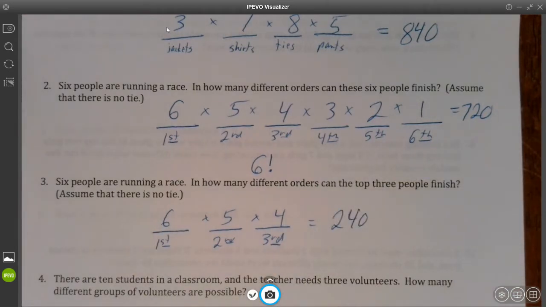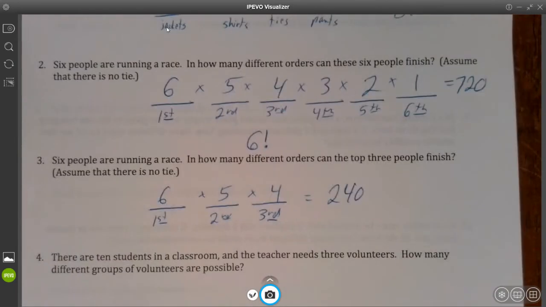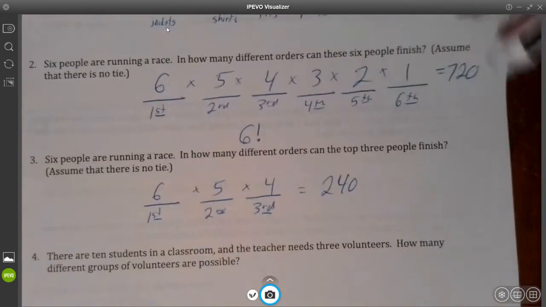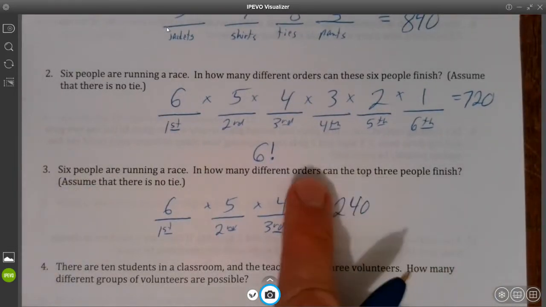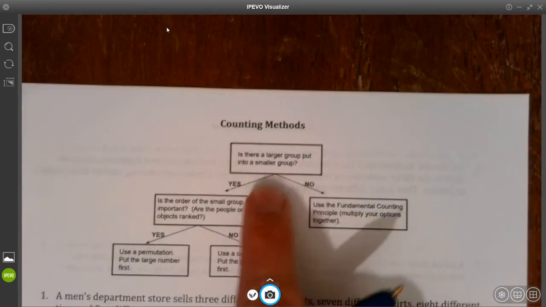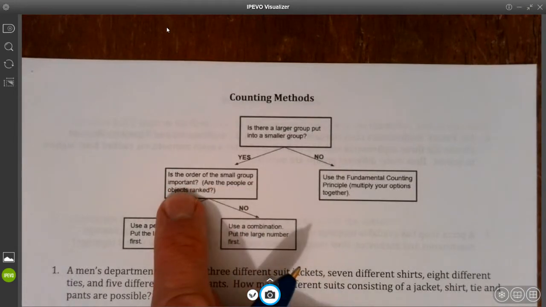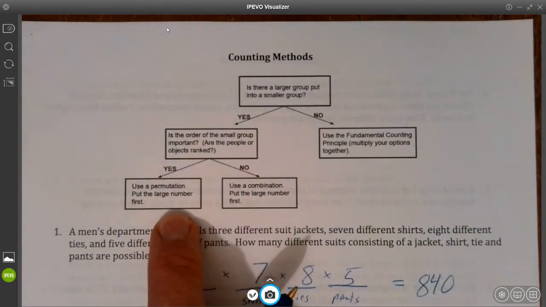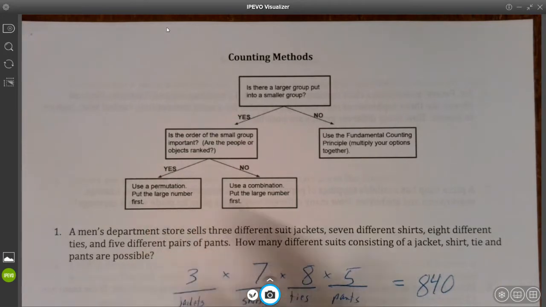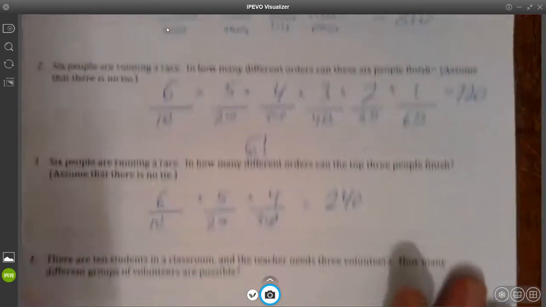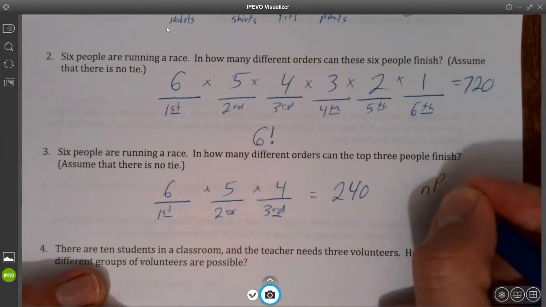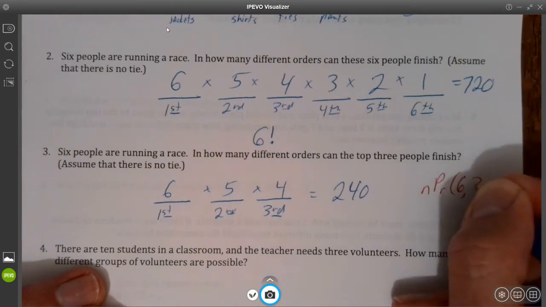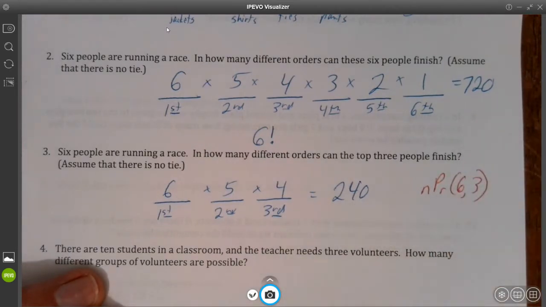However, there's another way of doing it. So let's kind of put this in a different context. 6 people running a race. I only want the top 3, and the order matters. Let's slide back up here to the top. Is there a large group put into a smaller group? Yes. Is the order of the small group important? Yes. We're going to use a permutation. We put the large number first. So in a permutation, now this is the way it looks in Desmos. I'll write it in red, nPr, and then big number, a little number, and we'll do that. And we would get 240.